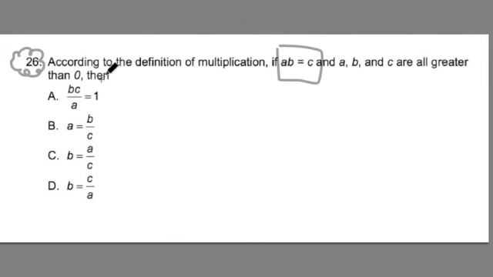Number 26. According to the definition of multiplication, if a times b equals c, and a, b, and c are all greater than 0, then which one of these statements must be true?